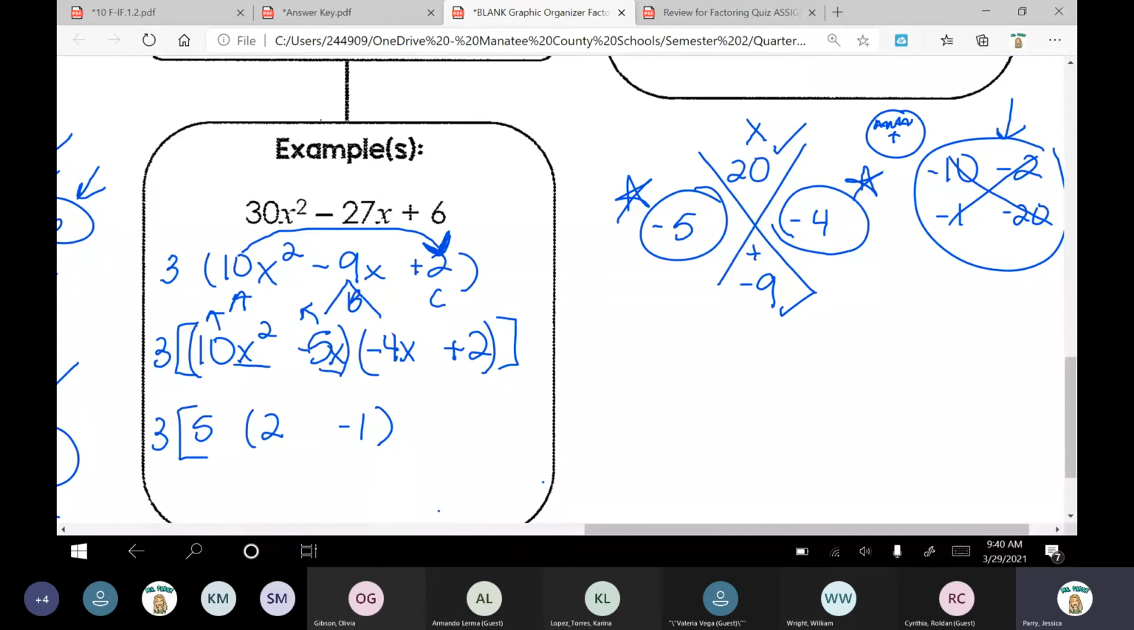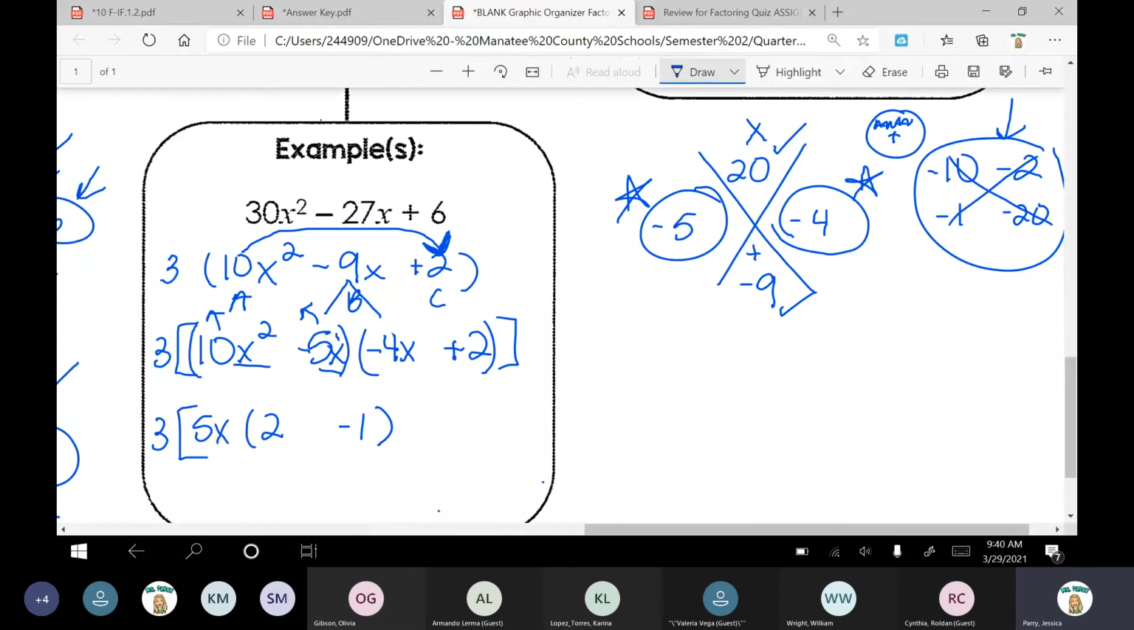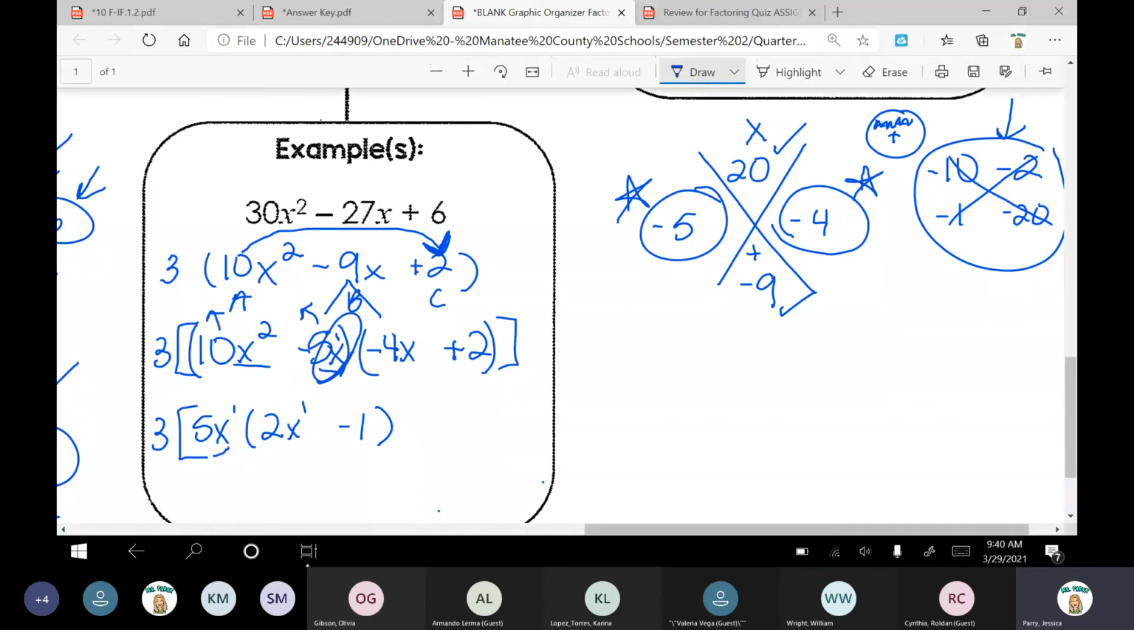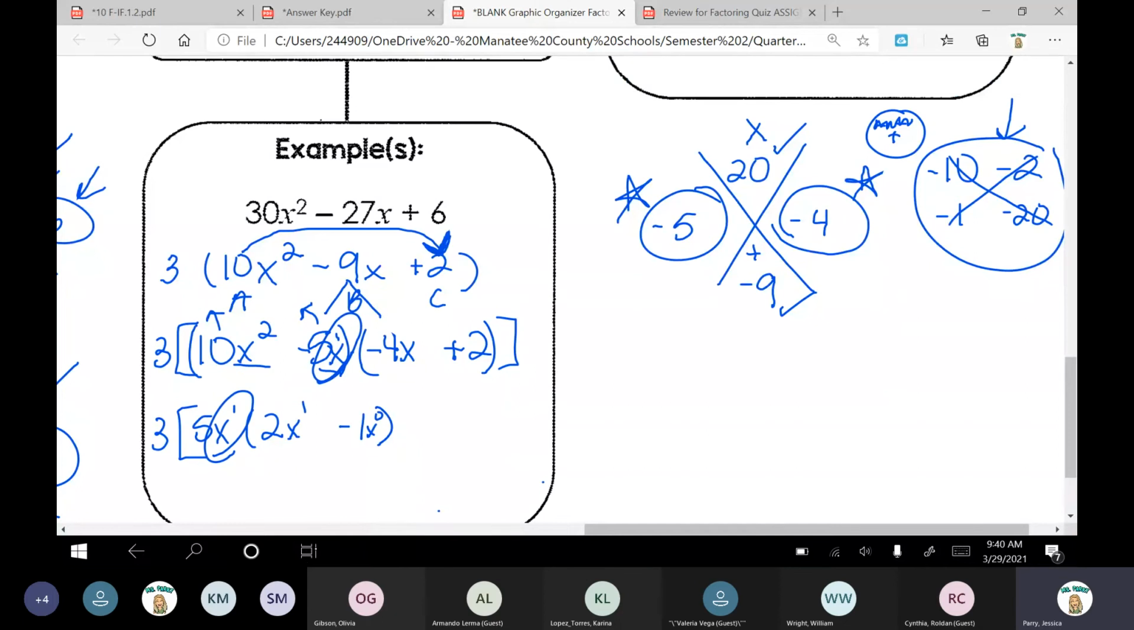Now let's see if we can take out an x. Yes, we can. You're going to take out the smallest exponent of 1. Divide x to the power of 2 divided by x to the power of 1, subtract 2 minus 1 is 1. And then your other one, x to the power of 1 divided by x to the power of 1, 1 minus 1 is 0. And then clean it up if you can.